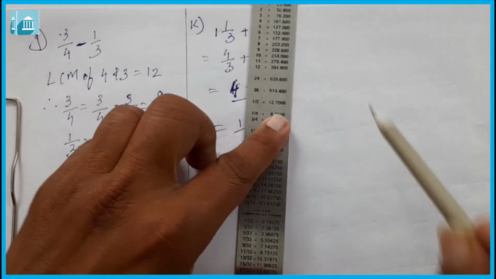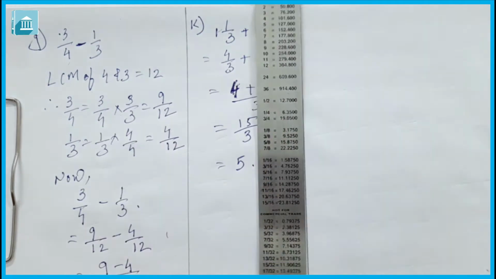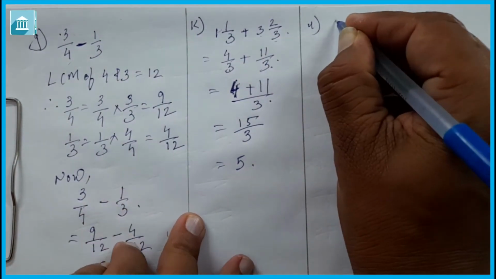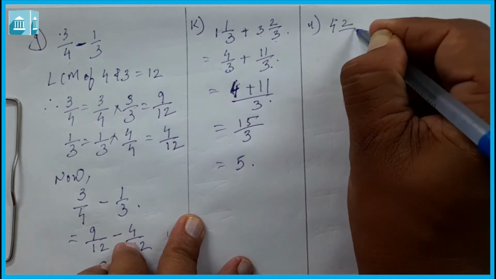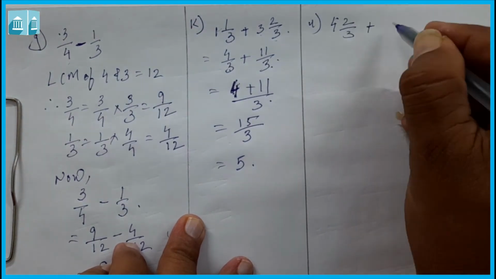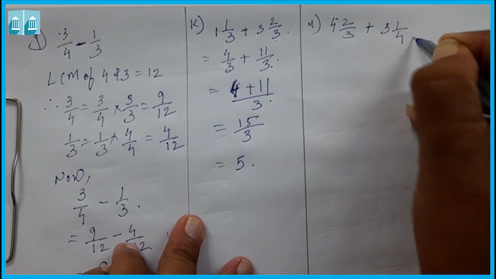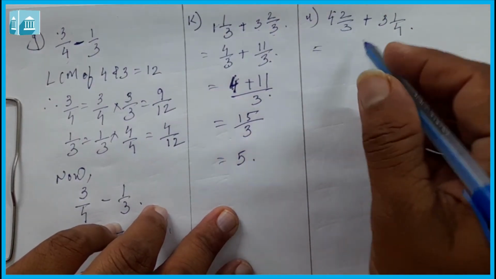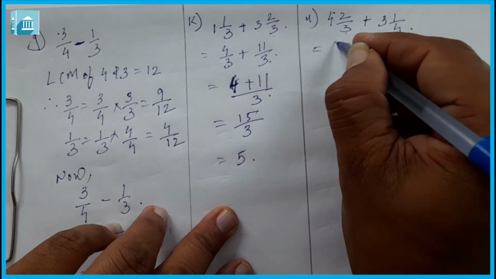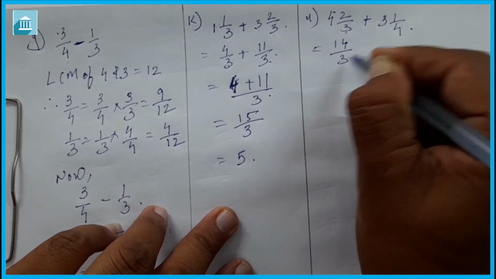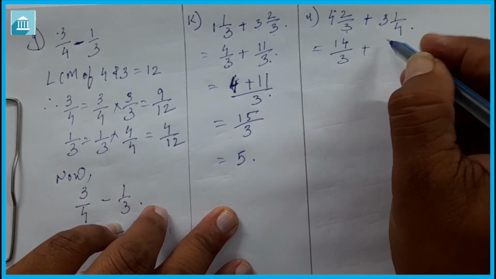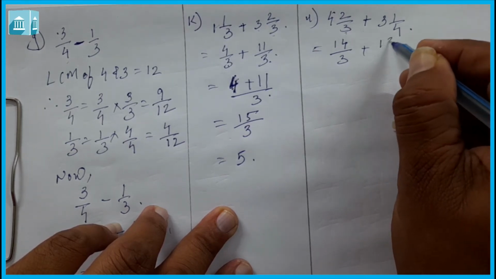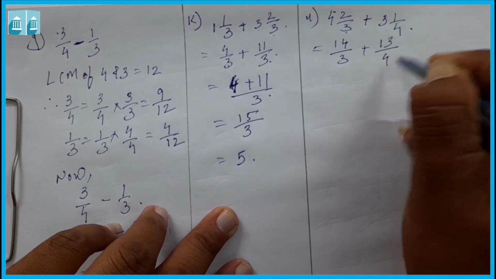In the same way, let us do L1. L1 is 4 2 by 3 plus 3 1 by 4. First we need to convert them into improper fractions. 3 fours are 12 plus 2, 14 by 3, plus 3 fours are 12 plus 1, 13 by 4.